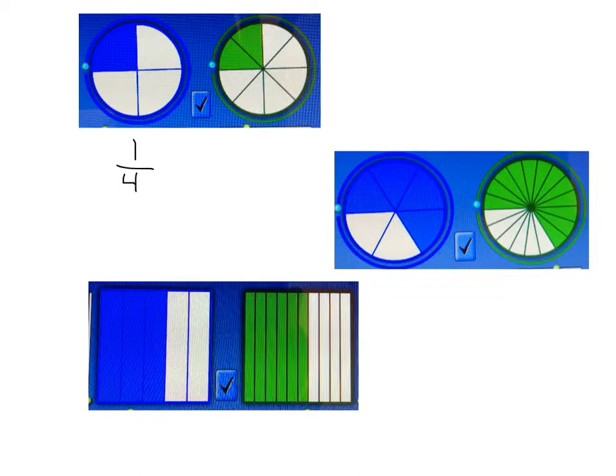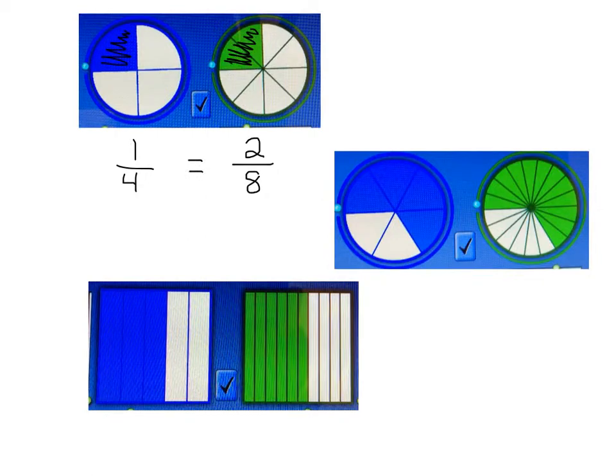And then on the right, we have 2/8. 2 out of 8 are shaded. And 1/4 is equal to 2/8, or equivalent to 2/8. I can tell that they're equivalent because they're both shaded the exact same. Their shadedness is equivalent. So 1/4 is equal or equivalent to 2/8.